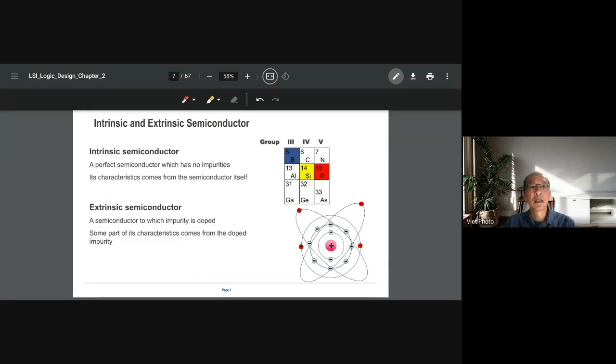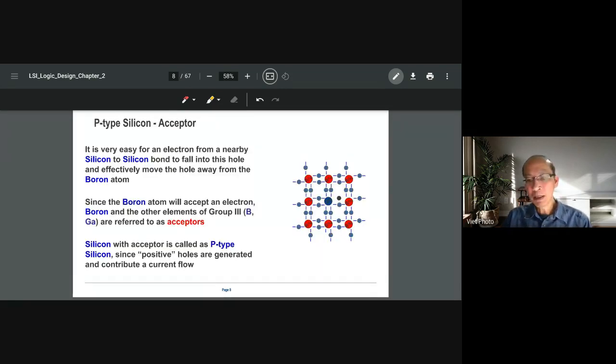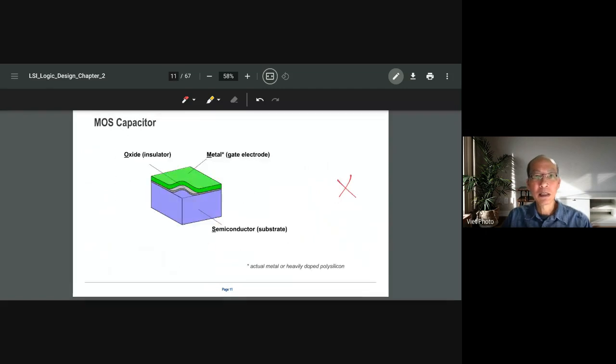I think it's all right. So what I'm going to talk about is the extrinsic semiconductor, which is a semiconductor with impurity. When they introduce the impurity, it's called doping. All right, so P and N. This one I think is not much.